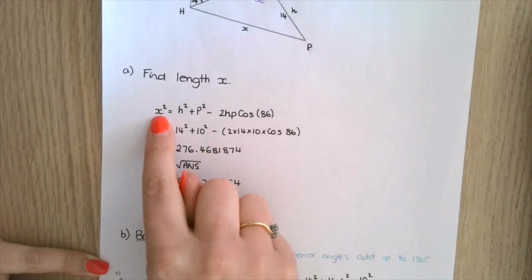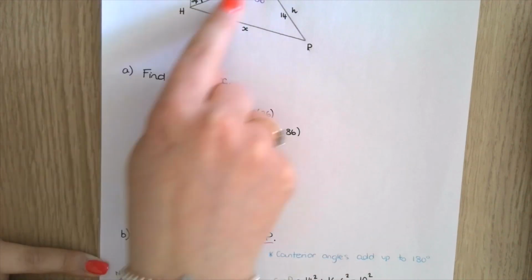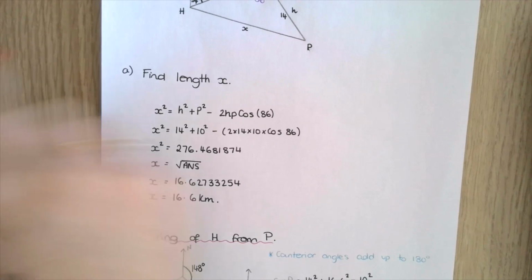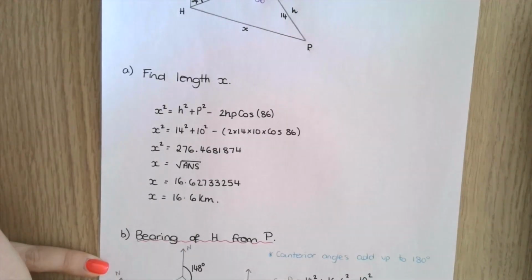There's your cosine rule, just substituting the values. You may need to cross out the letters that are already on there and add in your A, your B and your C if you weren't too comfortable with H and P. But other than that, it's just a simple cosine rule there.